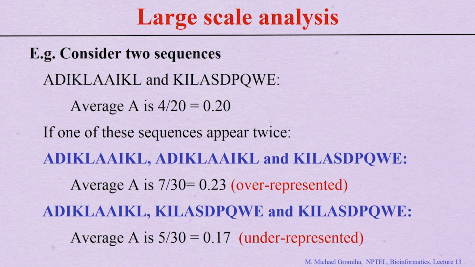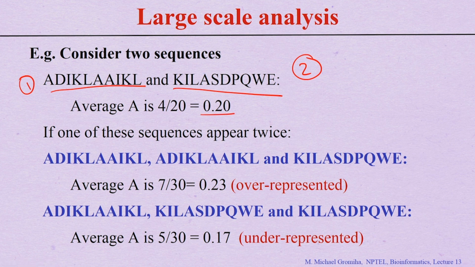For example, here I have two sequences: this is sequence 1, and here is sequence 2. If we take these two sequences, what is the amino acid composition for alanine? Total here 10 residues, here 10 residues, total 20 residues. How many alanines? 1, 2, 3, 4. So, 4 by 20 is equal to 0.20.